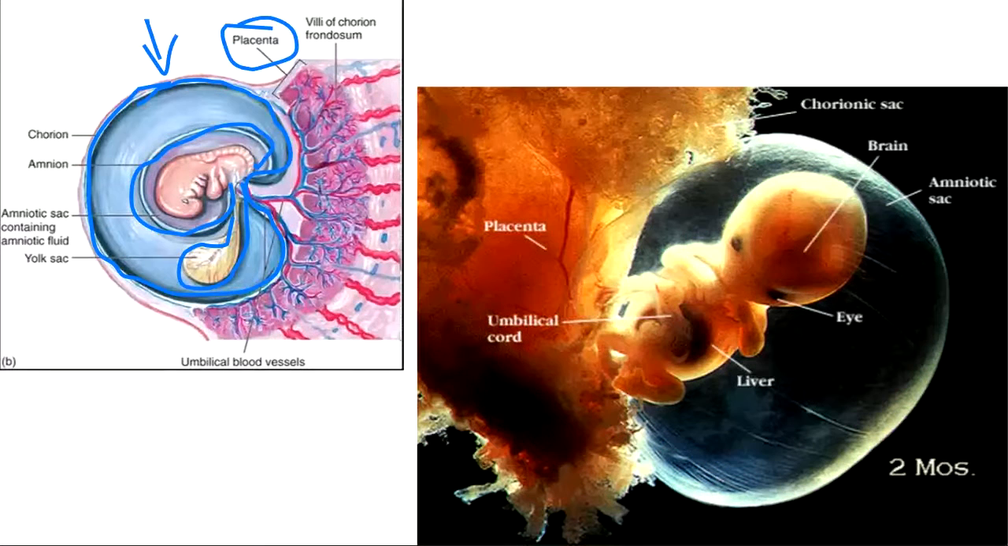The yolk sac goes away, and the placenta completely takes over the job of the yolk sac, which is to provide nutrients. Okay, so here's the amniotic sac.